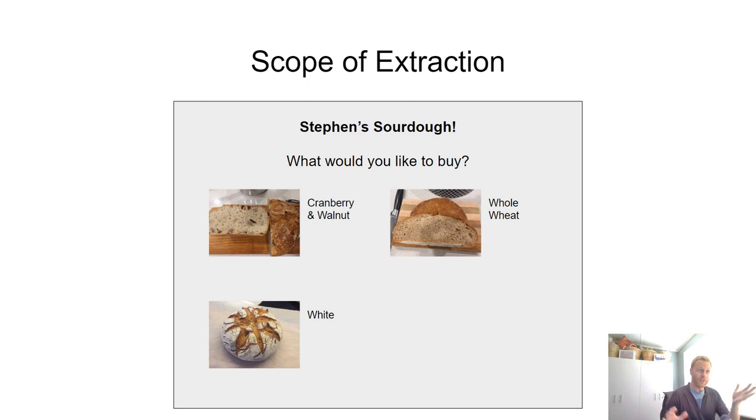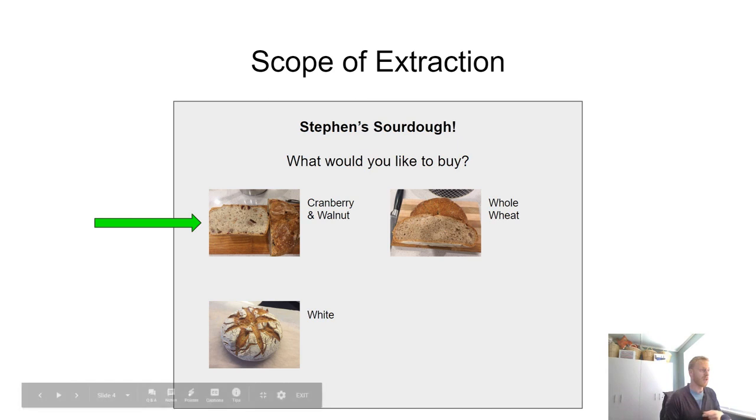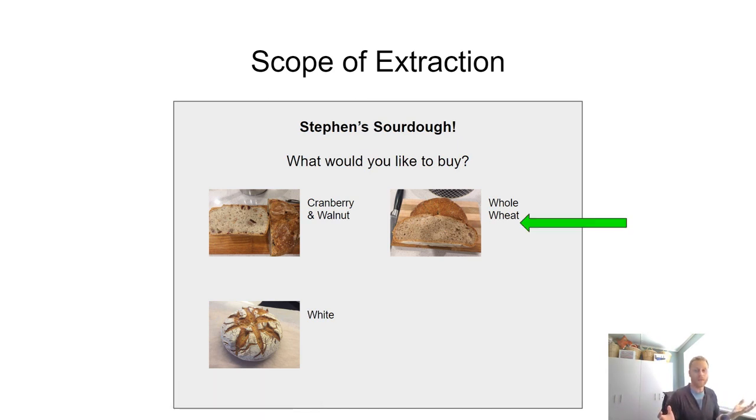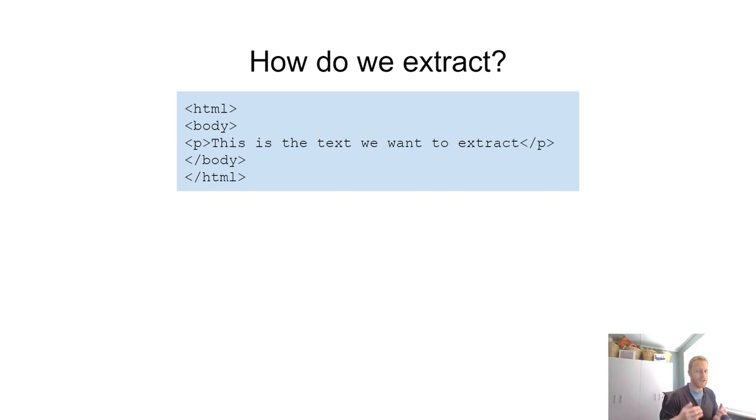Now I wanted to talk a little bit about the scope of extraction. So there are different ways which we can extract values. So we could extract the first instance of a particular value, we could extract a random value, or we could extract every value that matches a certain criteria. So what do I mean by that criteria? Well, how do we actually extract during correlation?